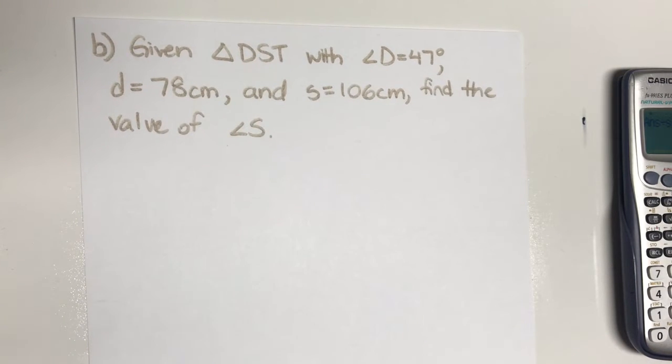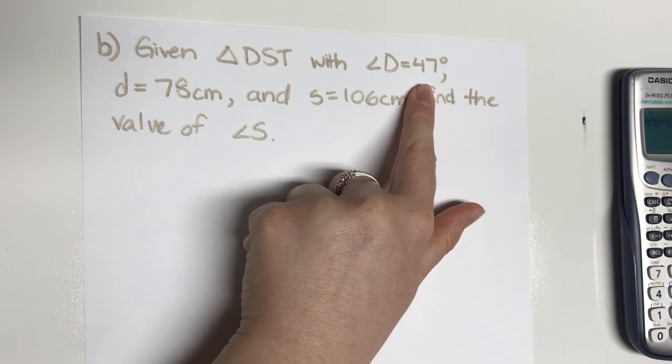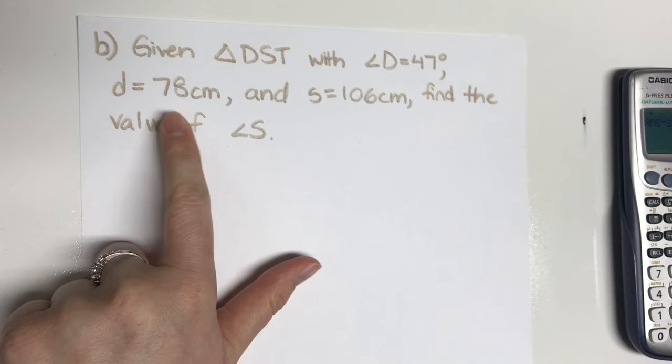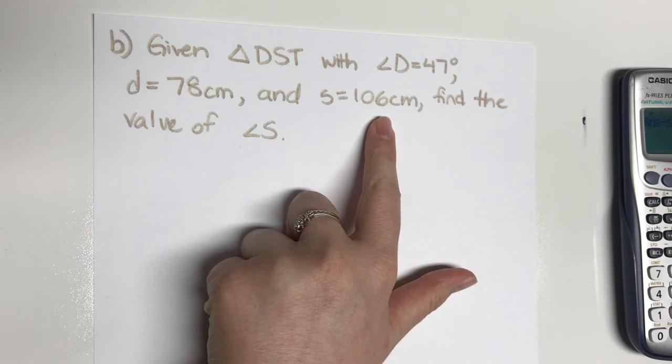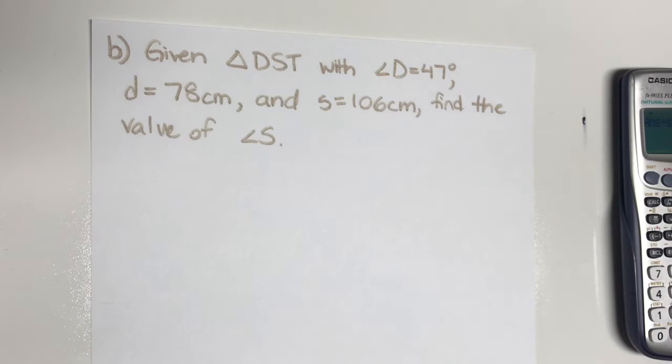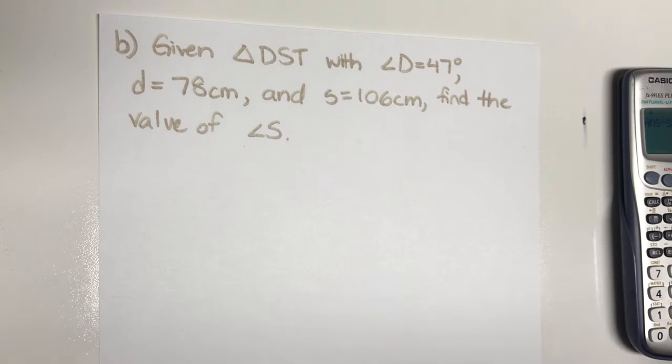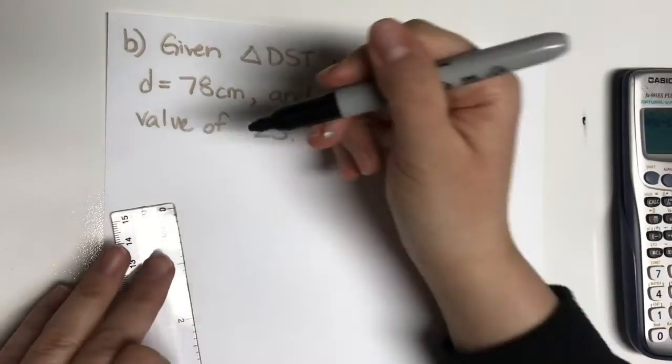Given triangle DST with angle D being 47 degrees, side length D being 78 centimeters, and side length S being 106 centimeters, find the value of angle S. So we always start by drawing the triangle and labeling the sides.